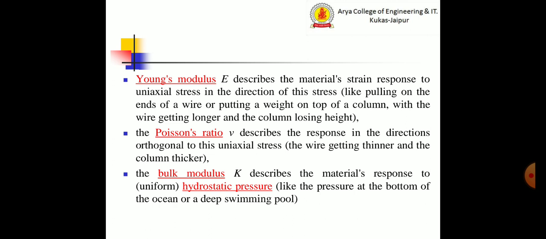The Poisson ratio now describes the response in the direction orthogonal to this uniaxial stress, the wire getting thinner and the column thicker. The bulk modulus K describes the material's response to uniform hydrostatic pressure, like the pressure at the bottom of the ocean or a deep swimming pool.